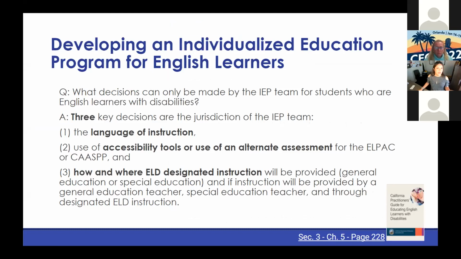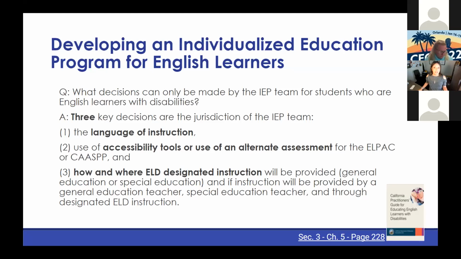So let's start off with a quick question. What are key decisions that can only be made by the IEP team? This is one of the questions that comes up constantly. What are those key decisions that are the jurisdiction of the IEP team? The California Practitioner's Guide has embedded in all of its chapters a series of frequently asked questions. So for example, here we have this particular question and then the answer, which is 3.